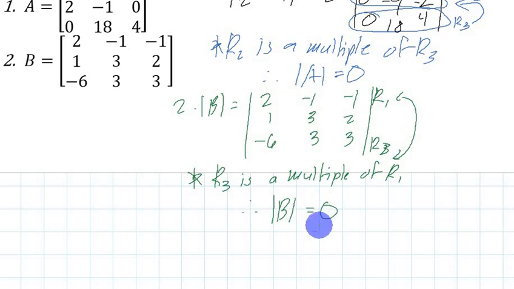That's how we find conditions that would yield 0 determinants.